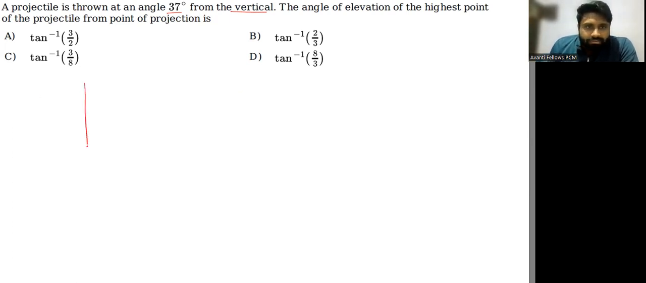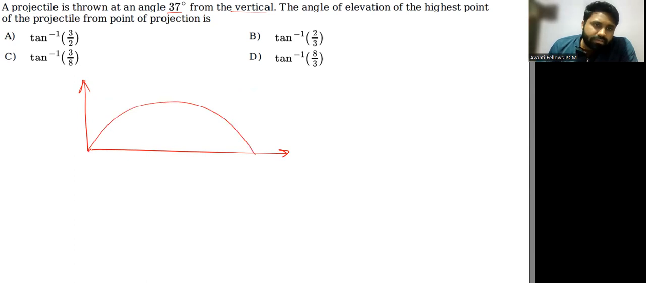Now, this is the scenario. This is a projectile we have thrown. This is the vertical line. Let's say this is the velocity, v. We will take it as v.